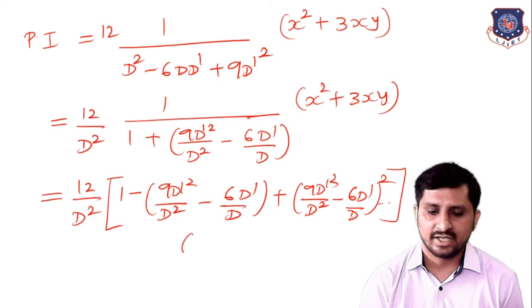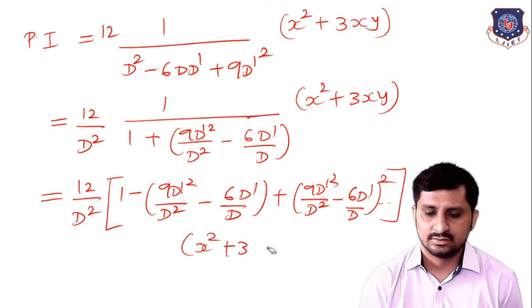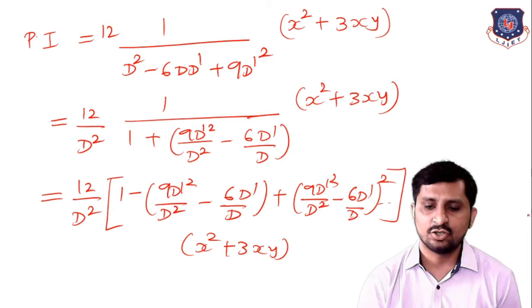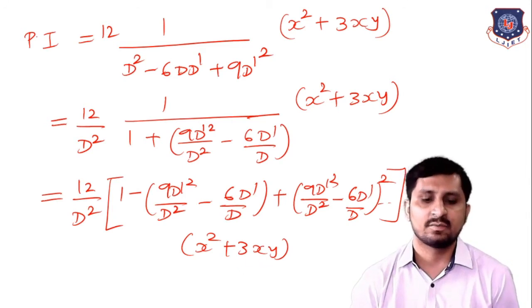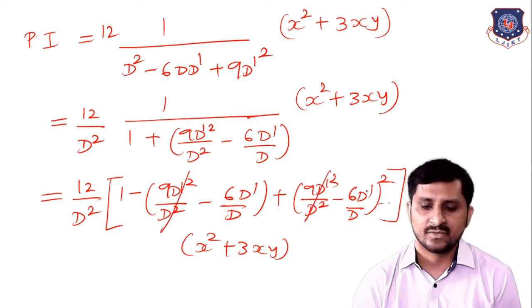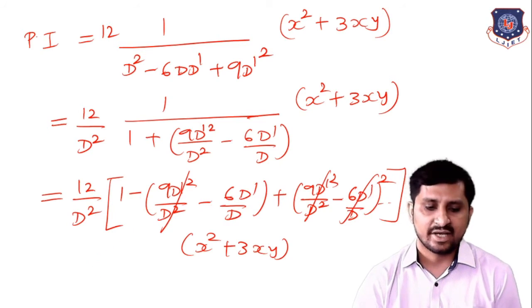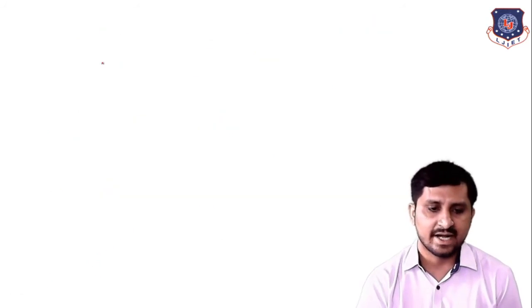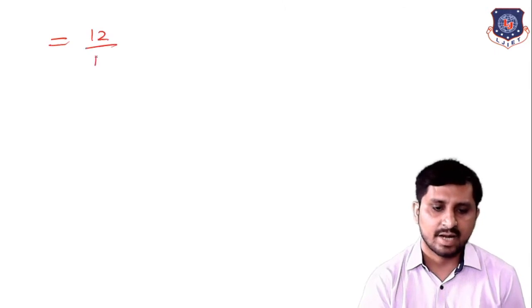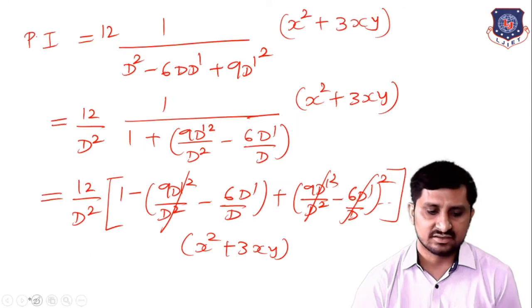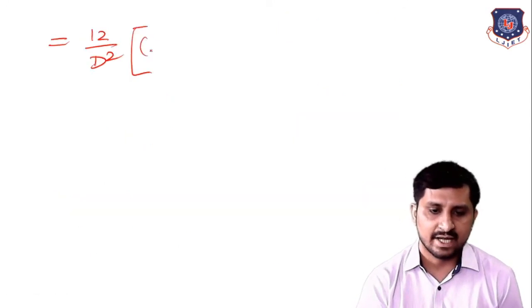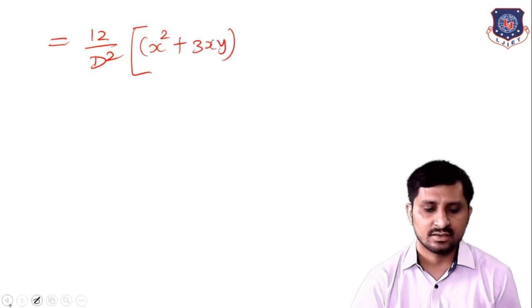What is my function? x square plus 3xy. And we know that differentiating this function with respect to y, from the second derivative all the terms become 0. So all these terms become 0, so only we have 1 minus, minus plus. So I can write on the next page 12 by D square, 1 multiplied with x square plus 3xy.